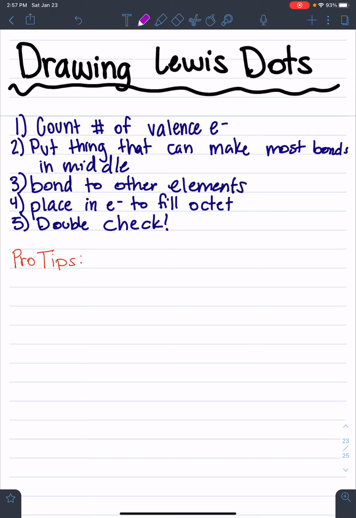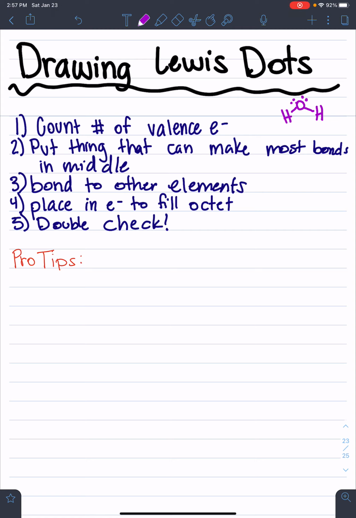So, we are going to start drawing Lewis dot structures. You don't need to draw this, but up here you'll see we talked about doing a Lewis dot structure for hydrogen and oxygen for water the other day, and we drew something like this. And so we're going to learn how to draw these things today.